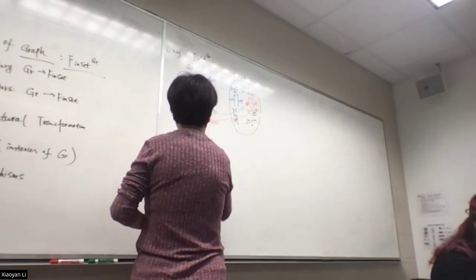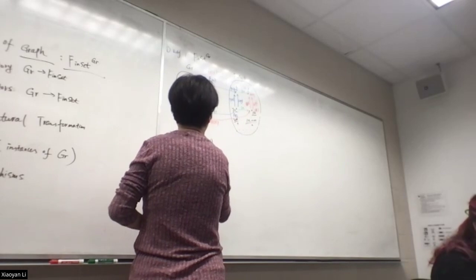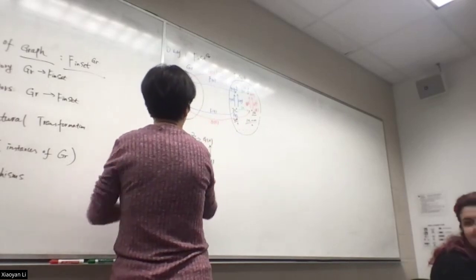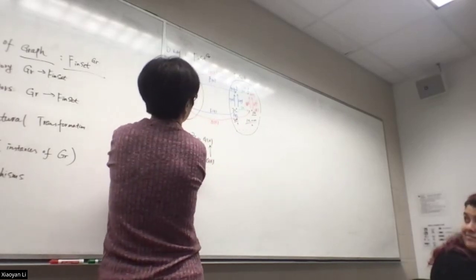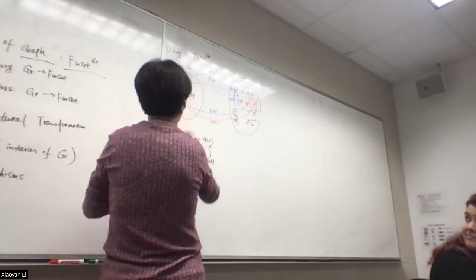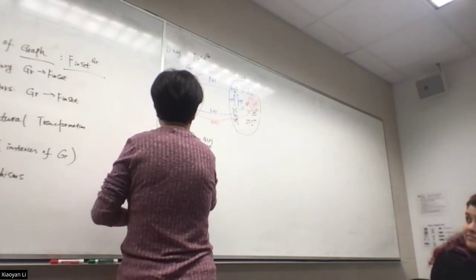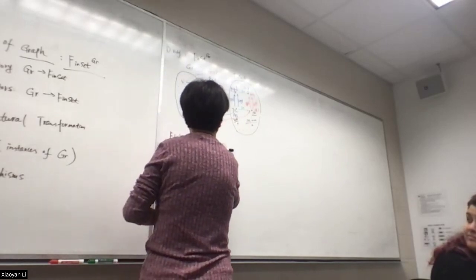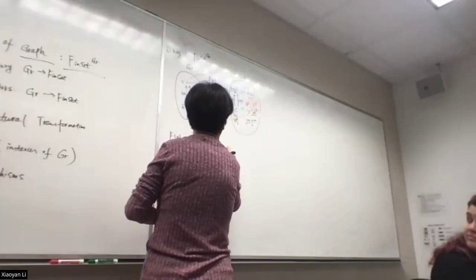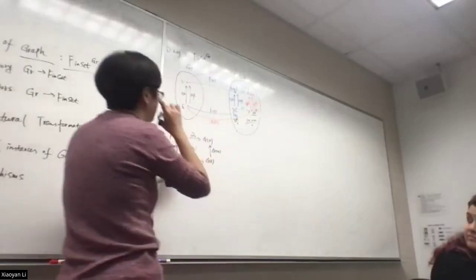This is alpha V, this is alpha E. So this is the natural transformation. And this square is only for the morphism of the source. So this is F source, this is G source. We need to have this commute.